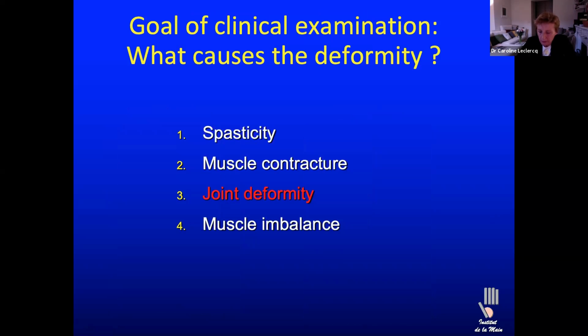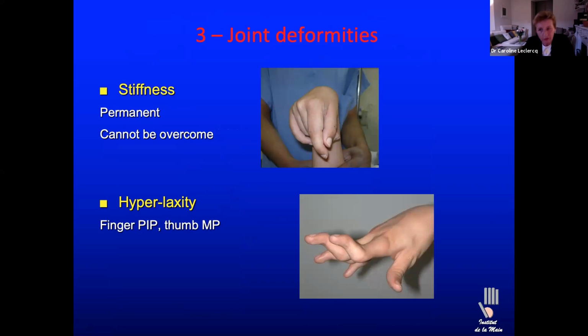Joint deformity would be the next cause of deformity. It is not very frequent in children, neither is it in adults. The difficulty about joint deformity is that if there is muscle contracture, you will only be able to assess a joint deformity on the operative table, once you have gotten rid of the muscle contracture. So this is sometimes a peroperative surprise. The other type of joint deformity is hyperlaxity. We see that mostly in children and mostly at the level of the finger PIP joint and the thumb MP joint.